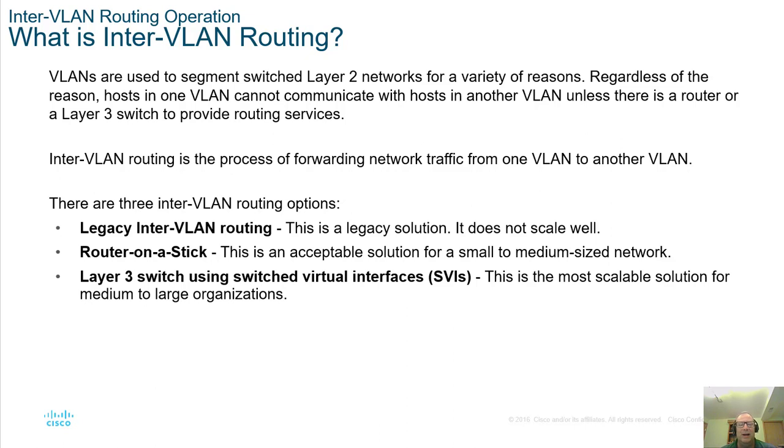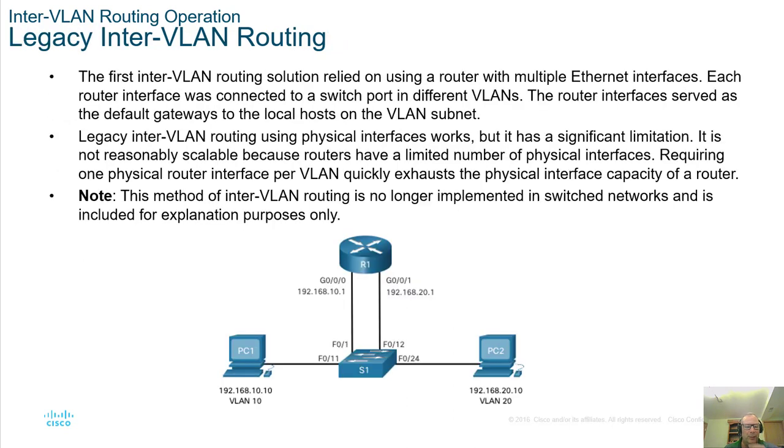So legacy inter-VLAN routing, let's call that non-trunk port communication between the router and the switch. Router on a stick, we're going to use a trunk port on the switch to make that happen. And then with layer 3 switches, instead of putting IP addresses on actual interfaces, we're just going to set up SVIs for the VLANs, which you've done before. So it's not really that much different than what you've previously done. Those are the three different ways that you can set it up.